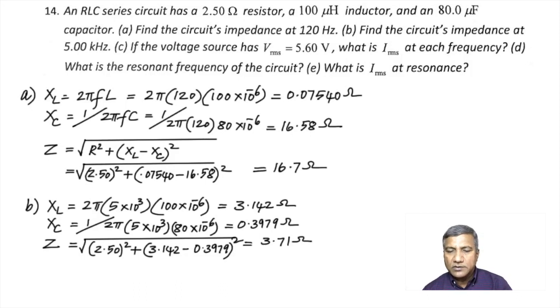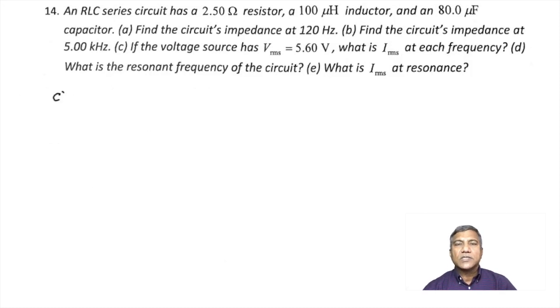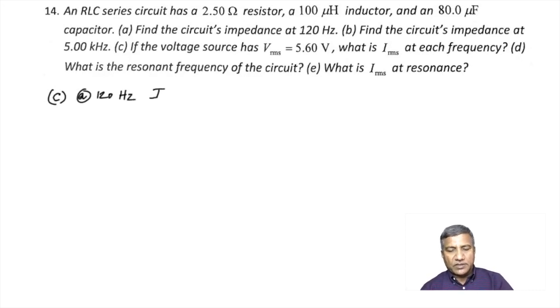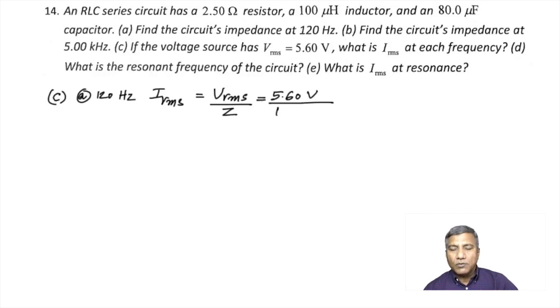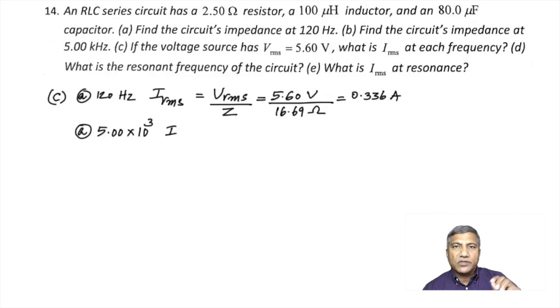In the C part, if the voltage source is 5.60 volt, what is the IRMS at each frequency? Remember that what's given as the voltage is the RMS value of the voltage, and we are asked to find the RMS value of the current. So just apply Ohm's law. When you apply Ohm's law, you just have to divide the voltage by the impedance. The voltage is 5.60, and the impedance that we calculated was 16.69. So we get, for the first frequency, 0.336 ampere.